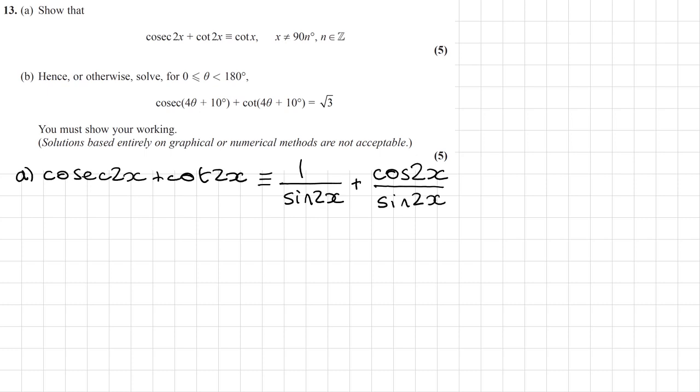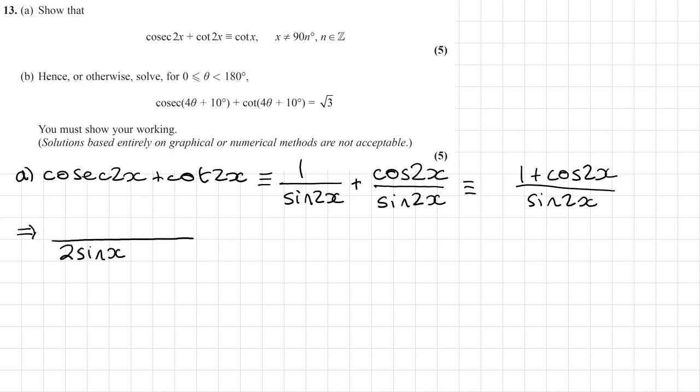Now can you see these are both over the same denominator, which means they can both be put together. So I have 1 plus cos 2x over sine 2x. It's now at this point that I would use the double angle formulas. So at the bottom, sine 2x is 2 sine x cos x.